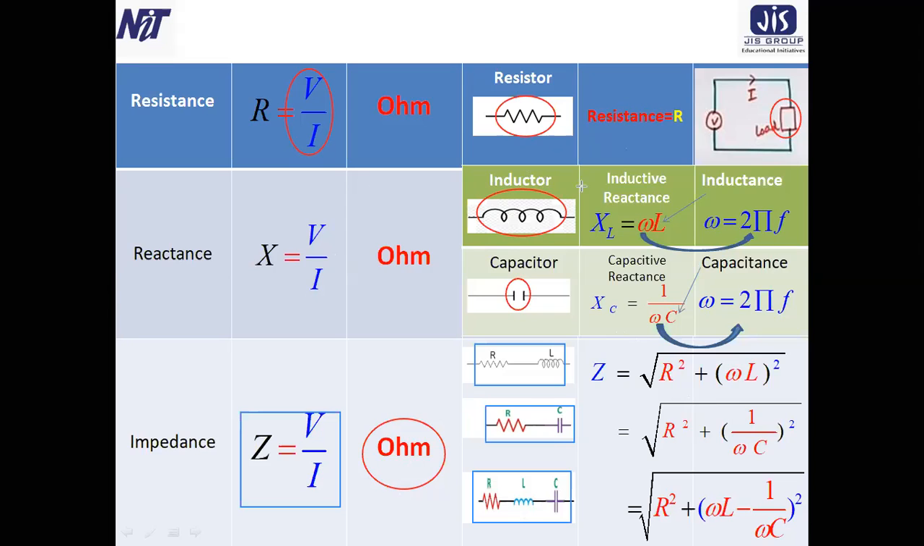what is inductive reactance, what is capacitive reactance, what is omega, what is the meaning of series RL circuit, what is the meaning of series RC circuit, what is the meaning of series RLC circuit. And we can understand the equation of impedance when it is a series RC circuit, when it is a series RL circuit, and when it is a series RLC circuit.